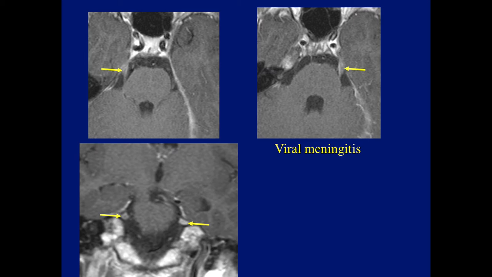Sometimes you'll see enhancement of the trigeminal with viral meningitis, as in this case. Again, note the right, both the right and the left are involved in the axial and coronal plane. This patient presents with pain in the V2 distribution of the trigeminal nerve. Possible etiology? Anybody?